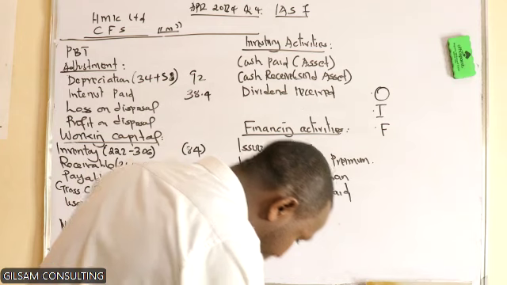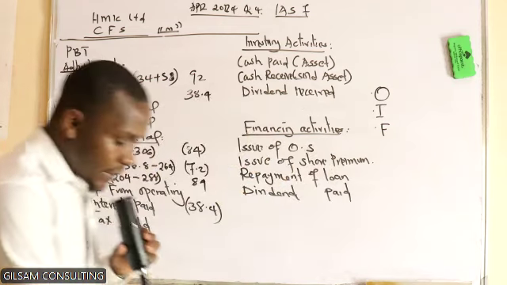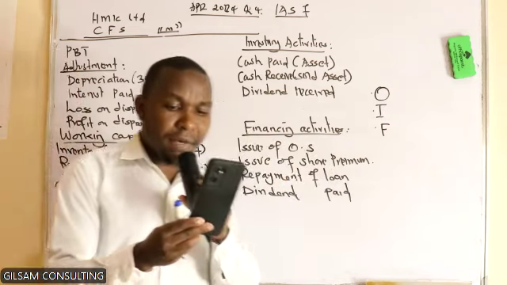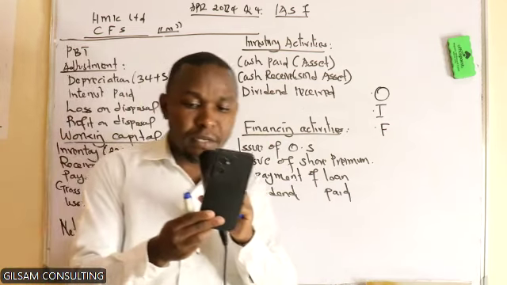We go to note one. Note one, we have been told. Read with me, note one. Note one, we have been told, I'm manufacturing with a net book value of 12 million.